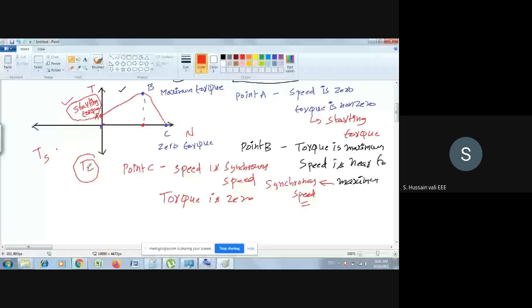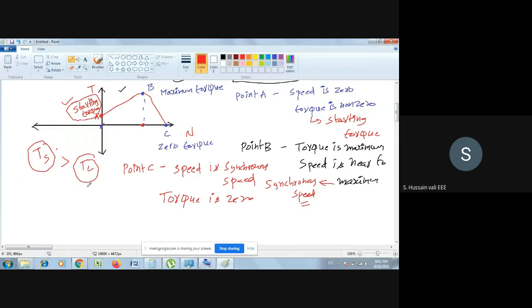Now the precaution we have to take here is that the starting torque of the induction motor should be greater than TL. If it is not greater than TL, then the load torque is more than the starting torque, so the starting torque is not enough to drive the load. So this situation may arise.